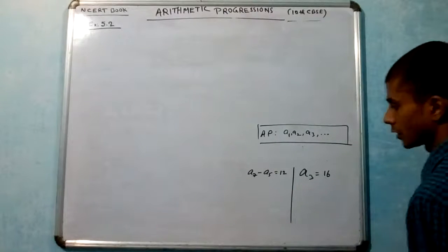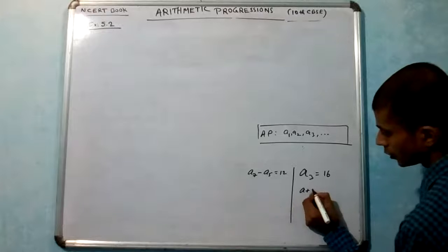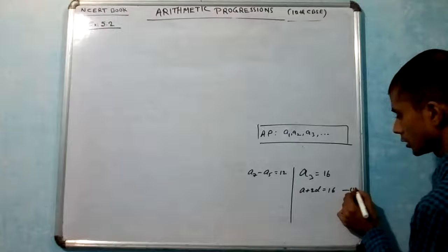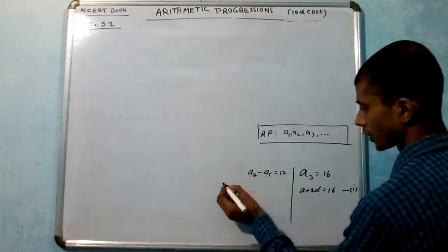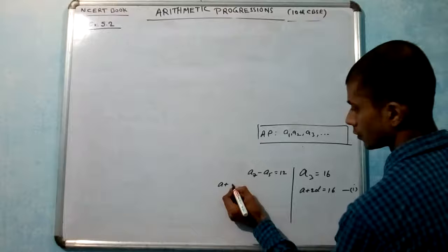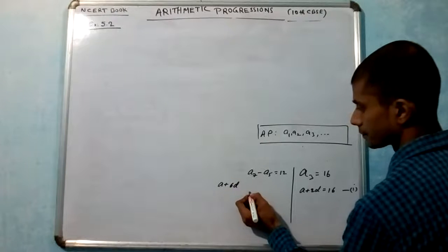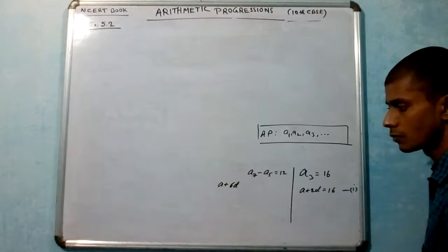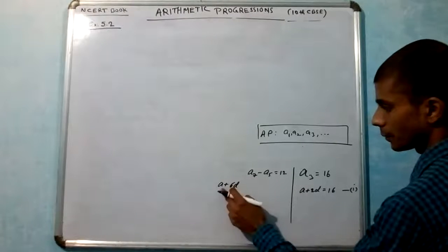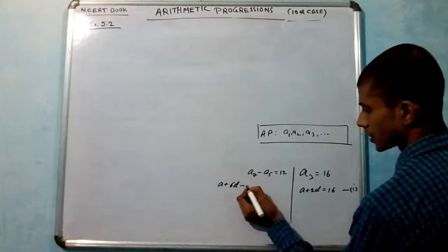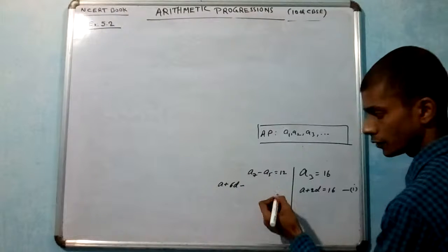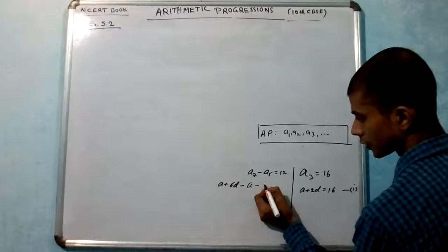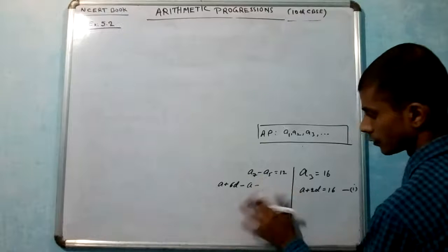What will we get from here? A plus 2D is equal to 16. This is one equation, and the second equation from here you will get A plus 6D. A7 means A plus 6D, minus A5 means A plus 4D, but the minus sign before it means both will be minus, so A minus 4D, is equal to 12.